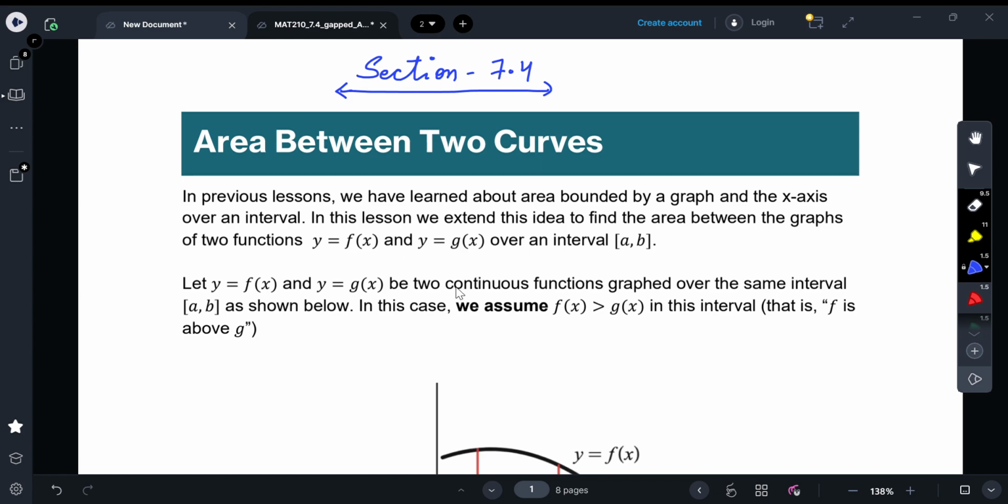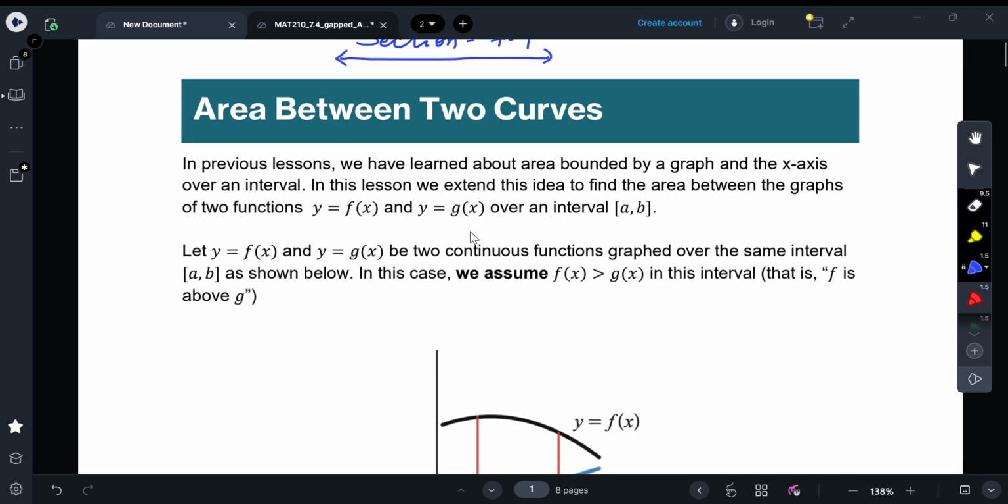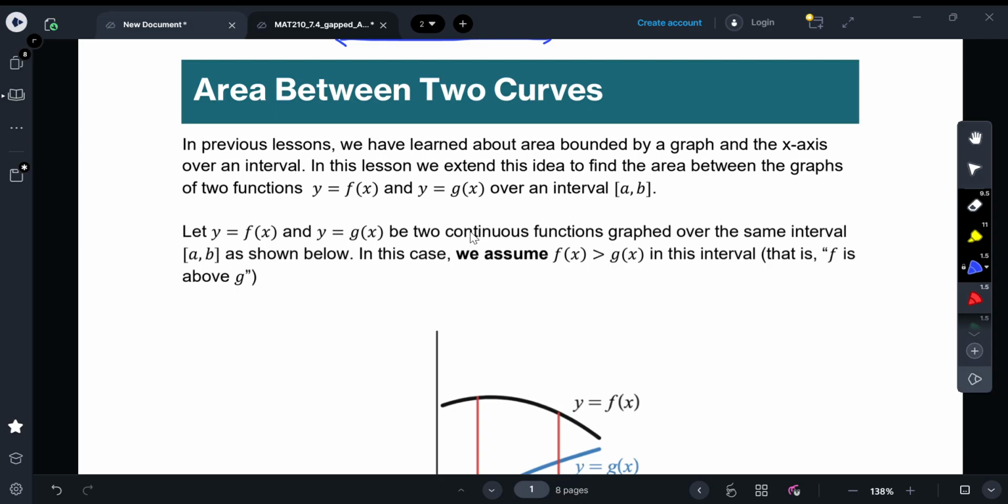All right. So in the previous lessons, we have learned about area bounded by a graph and the x-axis over an interval. In this lesson, we extend this idea to find the area between graphs. Now you know that the integral of a function, from a to b of f of x dx, is the area between the graph and the x-axis. That's what we have seen in the previous sections. In this section, we'll be interested in finding the area between two continuous functions over the same interval.